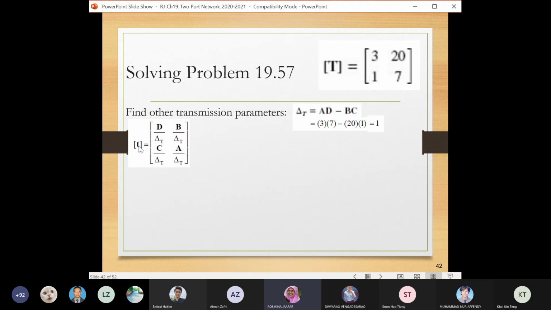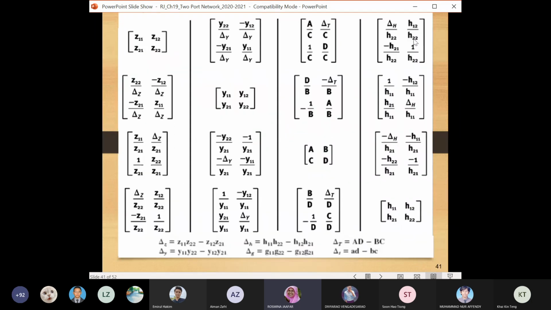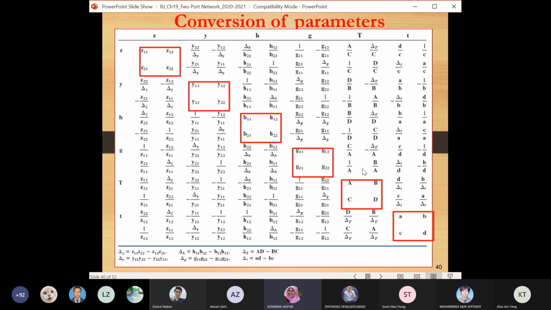Then the inverse transmission parameter, from the table of T parameters. The inverse T is seldom used, so it is not in this table, but in the other table. So the inverse T here, from the T parameter, is D over delta T, B over delta T, C over delta T, A over delta T. And delta T, the determinant of T, is 1 for this example.